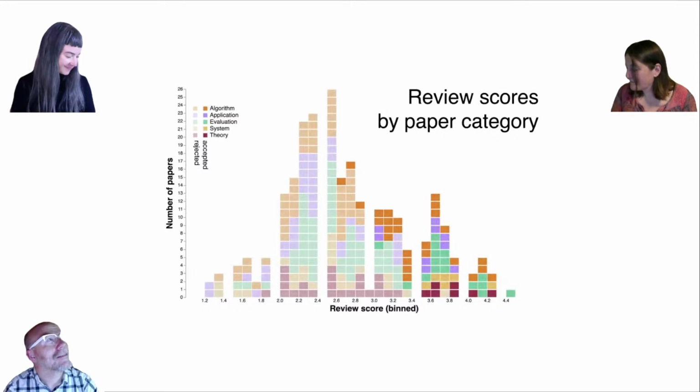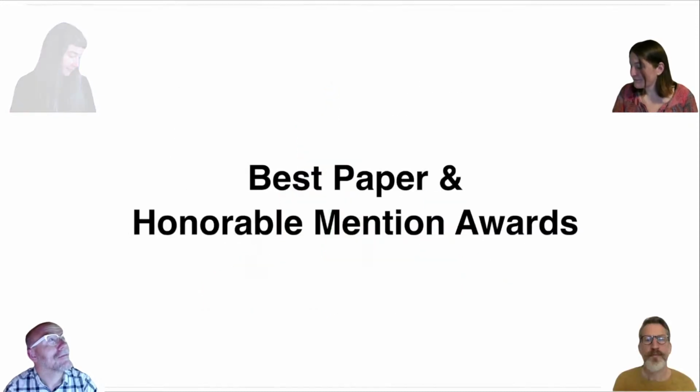The balance between paper types remains similar to recent years. We don't see a strong association between paper type and score, although application design study papers have tended to attract lower scores.